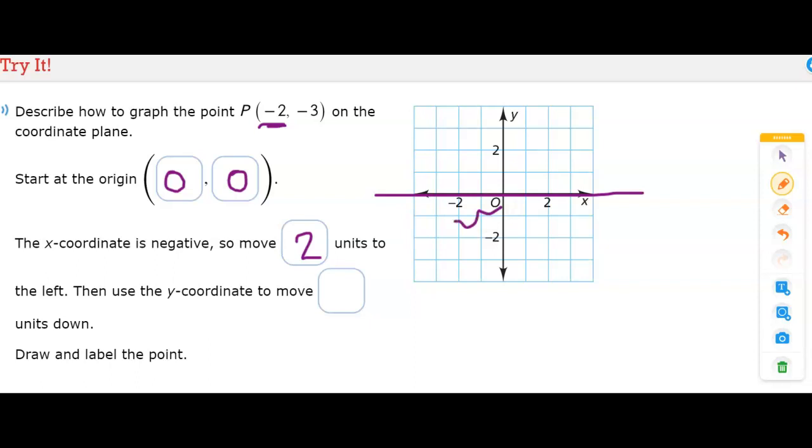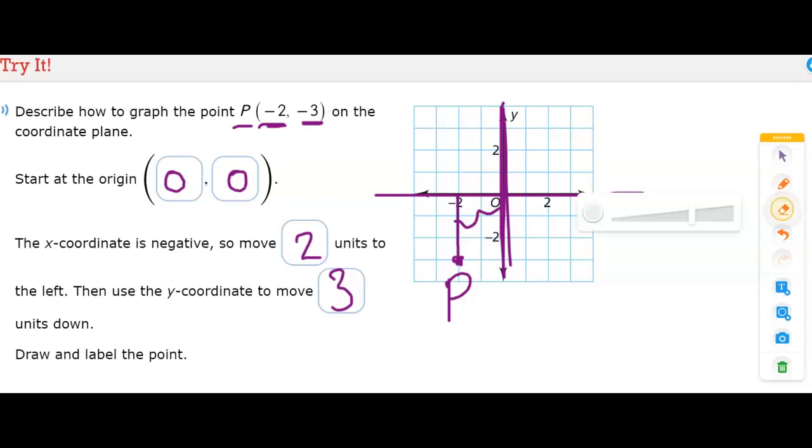So 1, 2. And then it says use the y-coordinate to move blank units down. That's -3, so my y goes down. So I'm going to move from here 3 spaces down because it's negative. So 1, 2, 3. And put 3 there. And so we're going to draw and label the point. So I did put a point there, and I'm going to label it P. That's what they told us to label it. So that point there is labeled P.